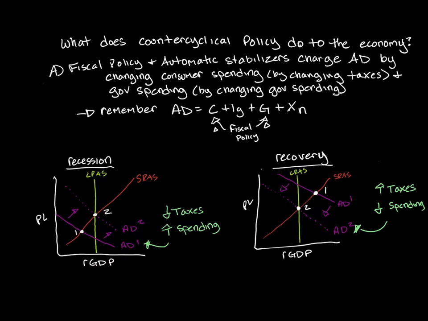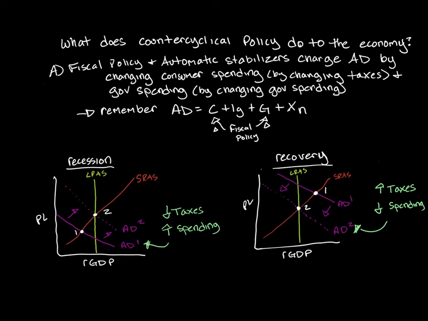So because our aggregate demand determinants were consumer spending, investment spending, government spending, and net exports, fiscal policy and automatic stabilizers essentially attempt to adjust aggregate demand by changing the variable C through changes in taxation and changing the variable G through changes in government spending. So the budgetary process basically affects consumer spending and government spending at the same time. And by altering both of these, we can shift aggregate demand in the direction that we want.